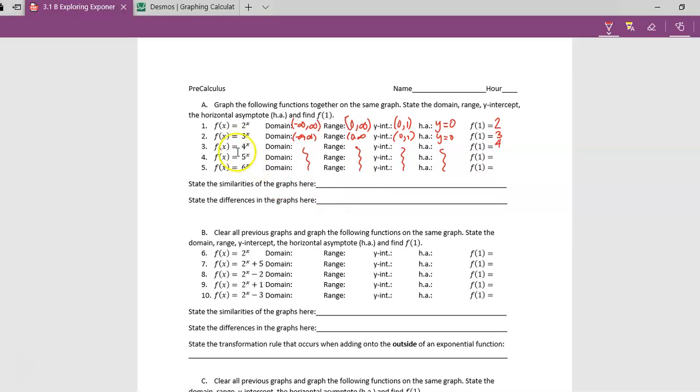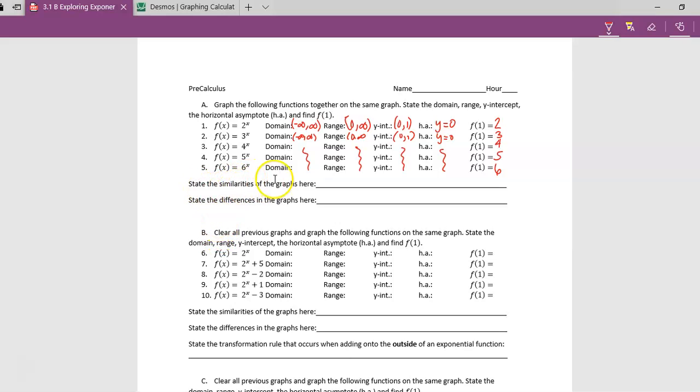On these, f of 1 is just becoming that base number, and that's because when we plug 1 in for x in all of these, we just have 2 to the first power, 3 to the first, 4 to the first. That's why it's 2, 3, 4, 5, and 6. So for f of 1 on these, you can either look at the graph, or you can plug this x value into the function and just evaluate it. That might be easier on some of them.